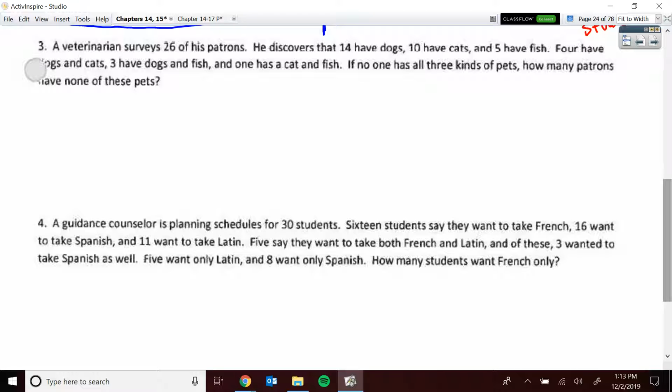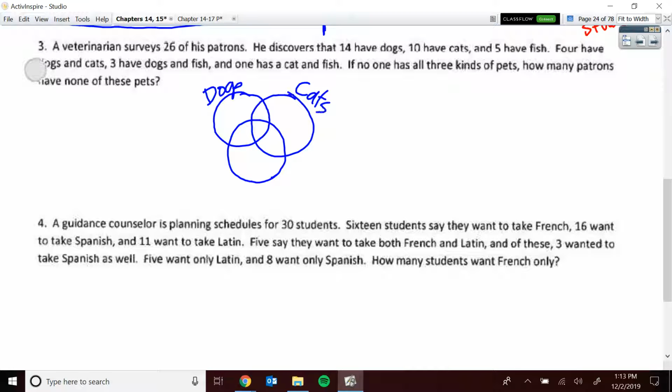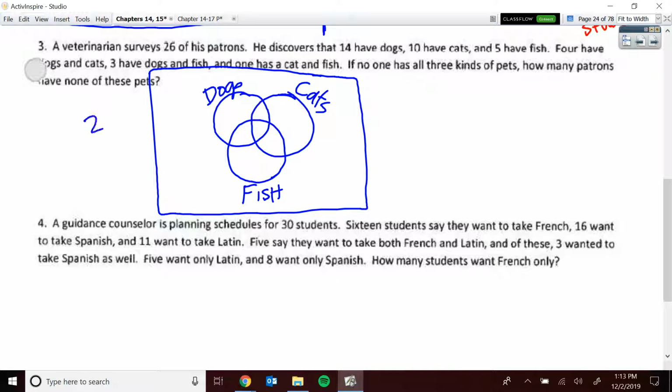So I want to let you do this, but it will be easier for you to check if your circles are drawn in the same order that mine are. So we got dogs, cats, and fish. So let me let you do that. And then we got 26 patrons.